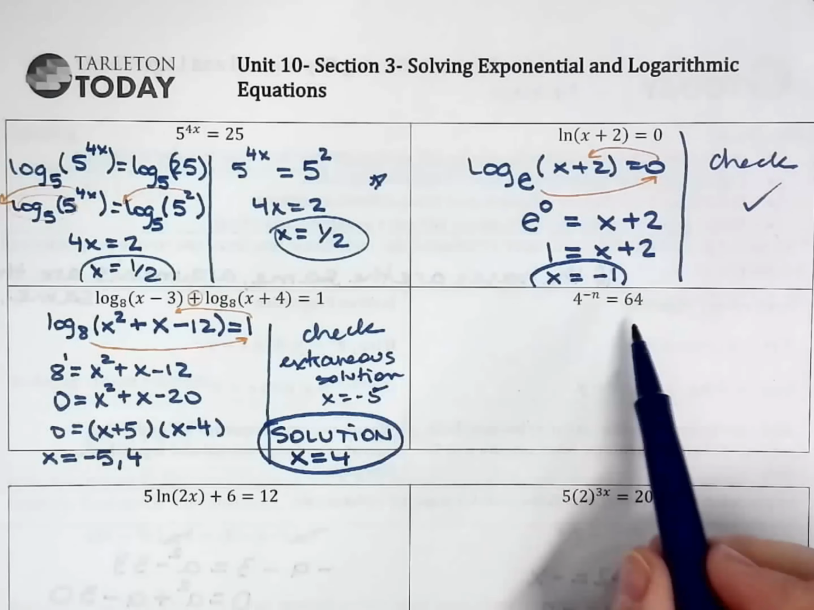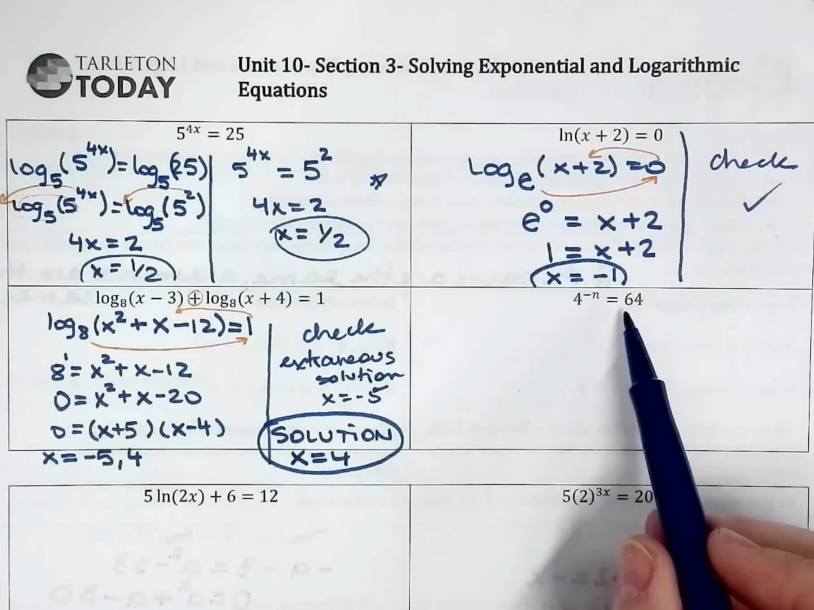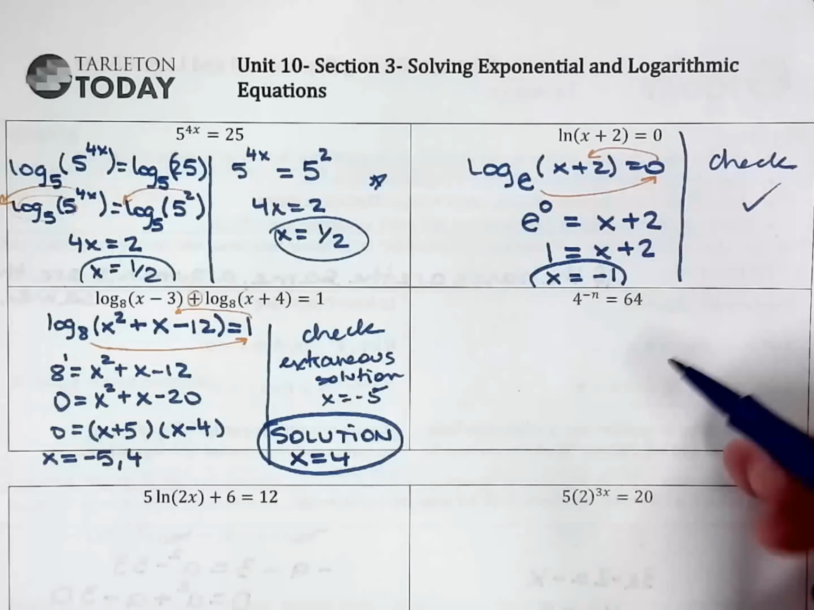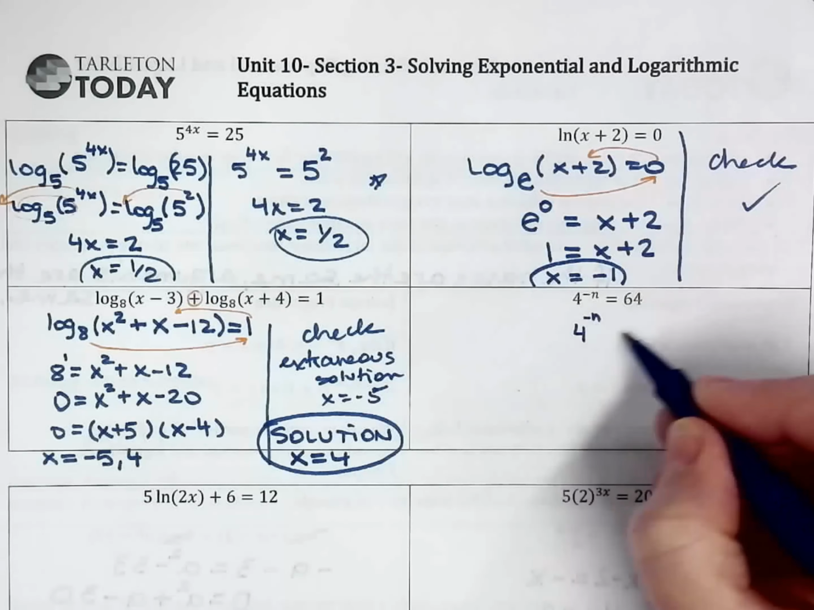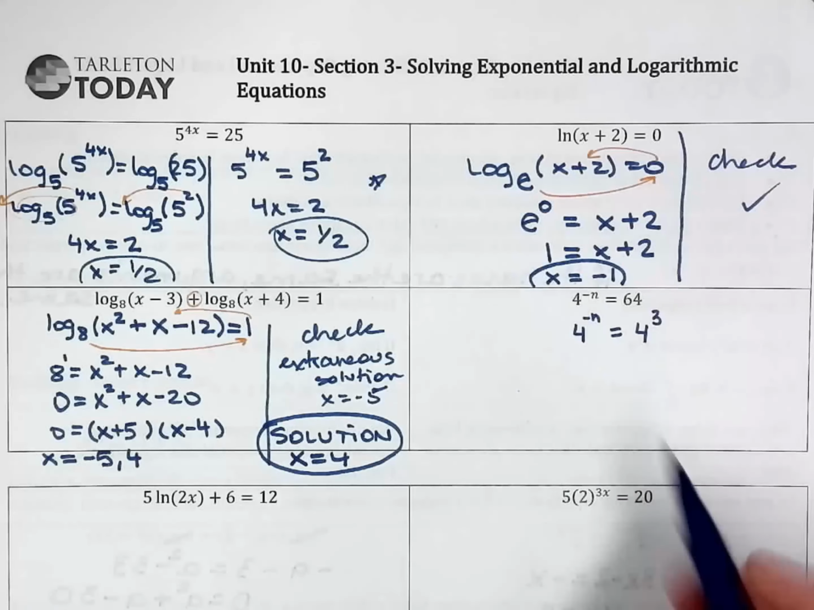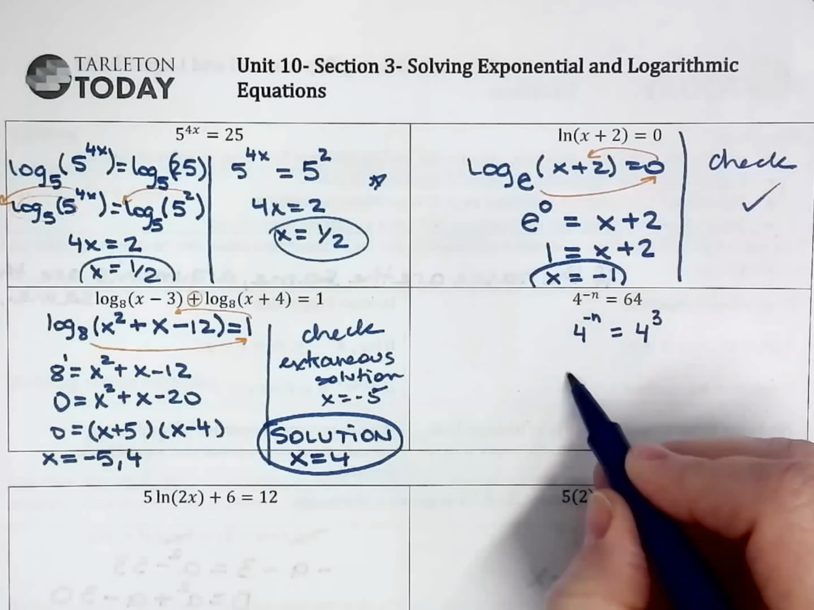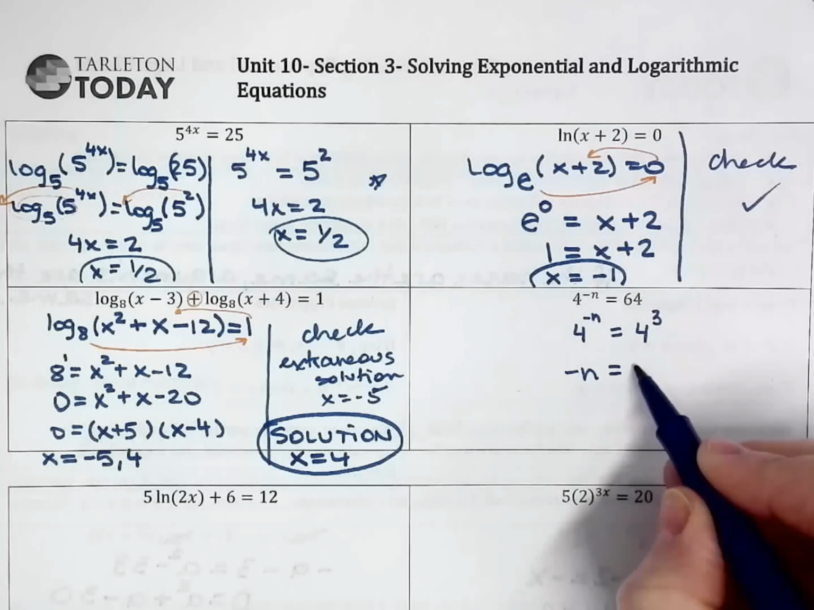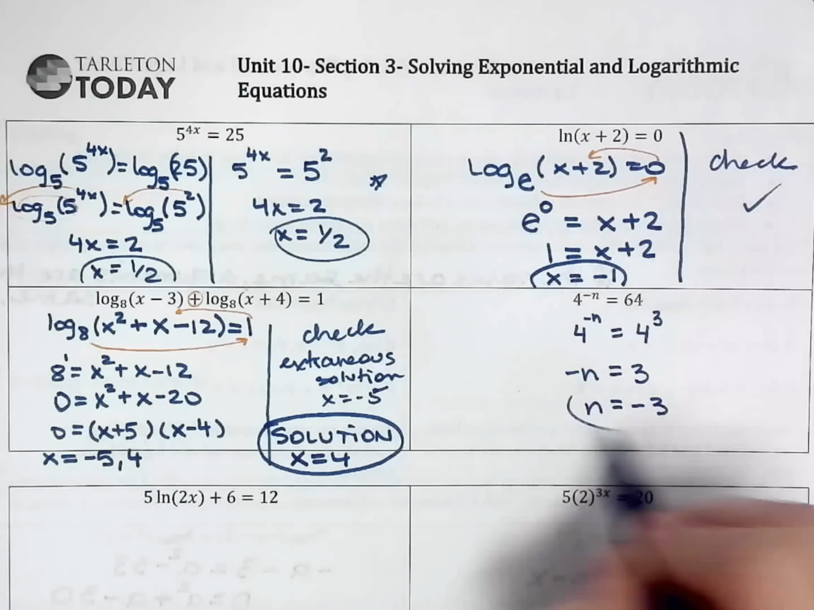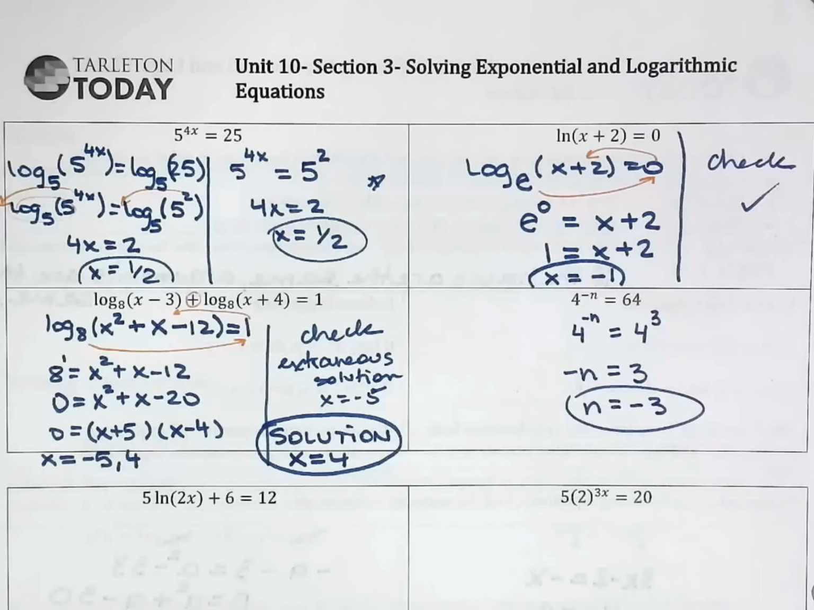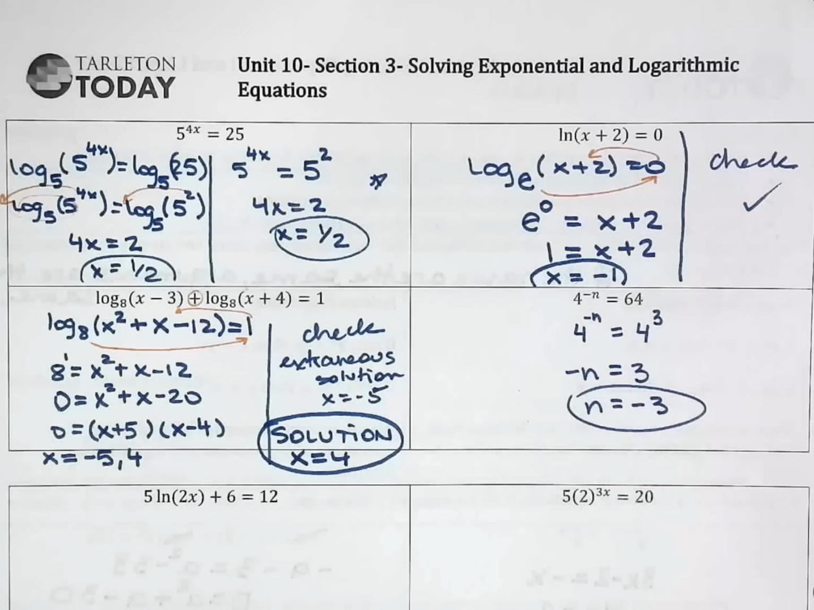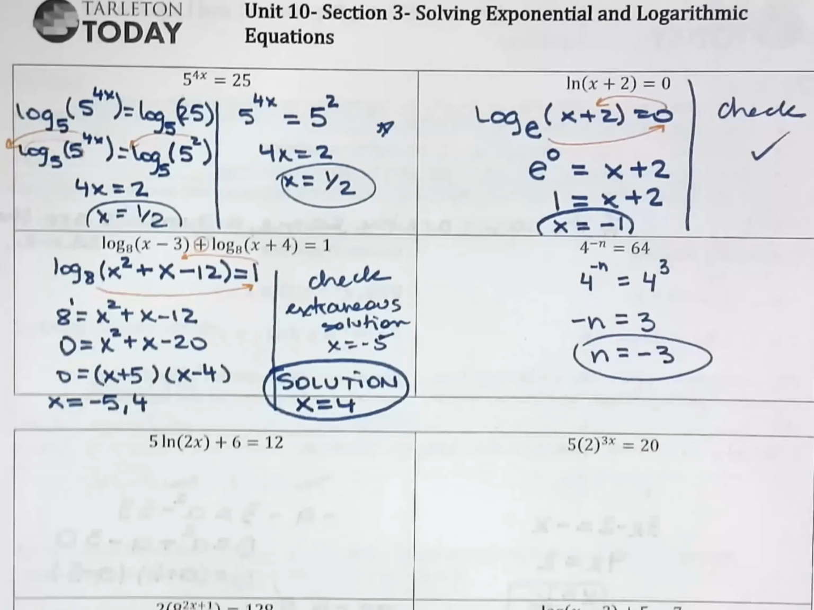All right. This one, I'm just going to solve it my favorite way, which is this way by rewriting them with the same base. So I can easily write 64 as 4 cubed. Now that the bases are the same, the exponents are the same, easy right there. Negative n equals 3. Divide both sides by negative 1. Then I have n equals negative 3. And this one I do not have to check for extraneous because it's an exponential equation. Let's keep going.